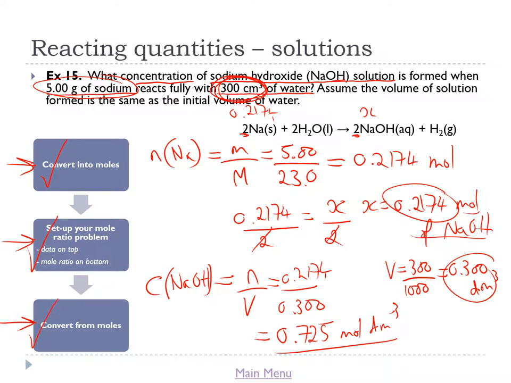So a reminder, we converted the mass of sodium into moles first. Then we did a mole ratio problem. So that was the converting to moles. This was our mole ratio problem. And then we converted from moles into the quantity we were asked for.